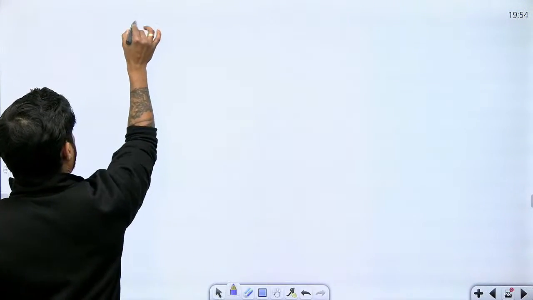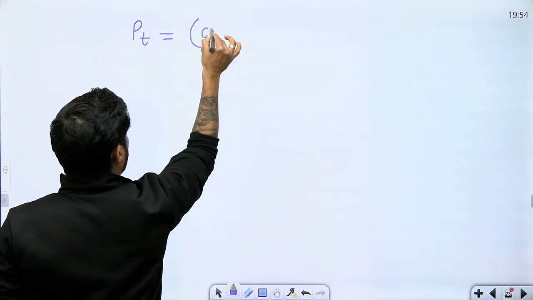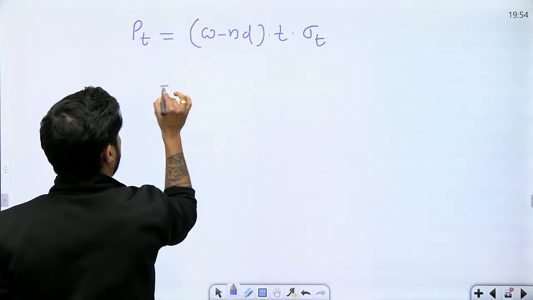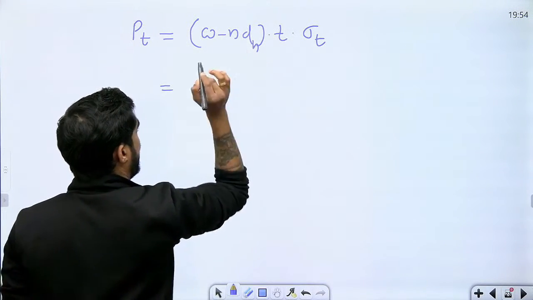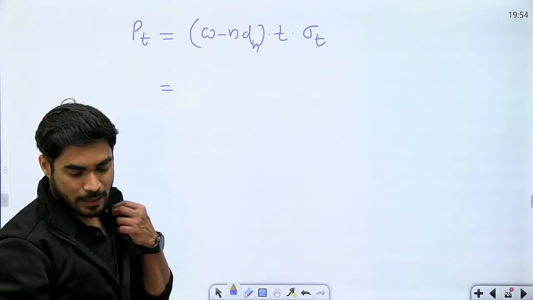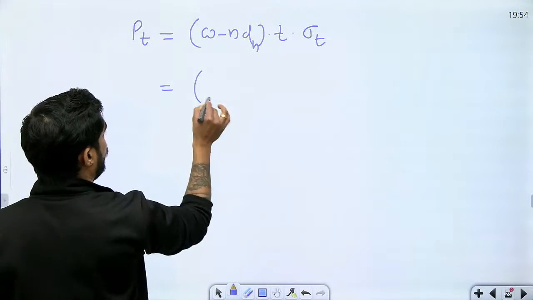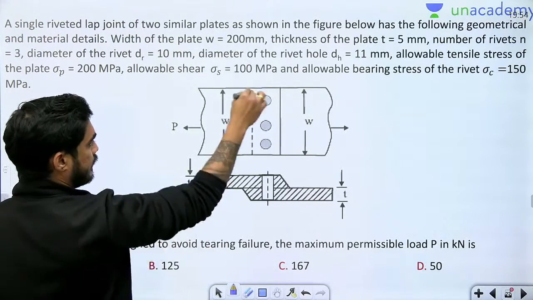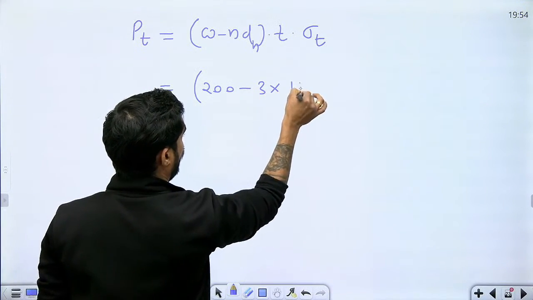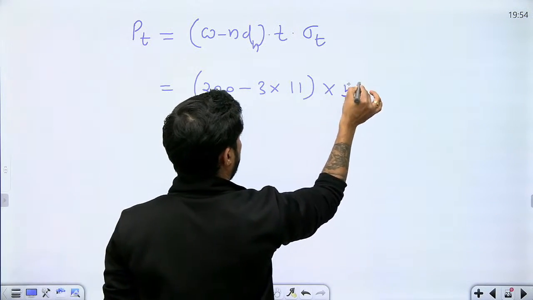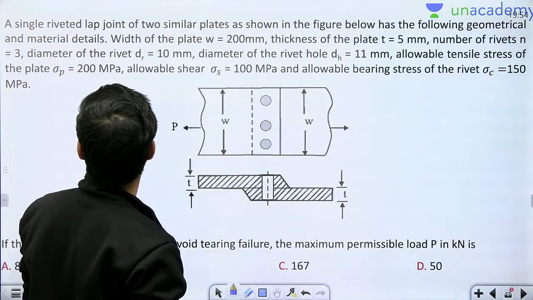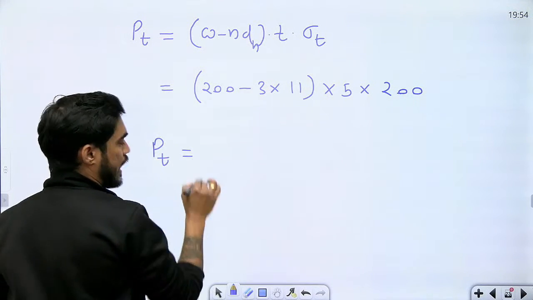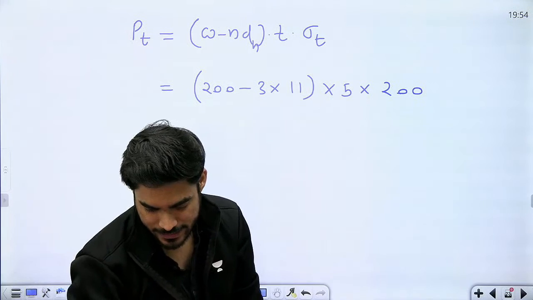PT will be equal to (W minus N D) into T into sigma T. And beta, here I will consider the diameter of the hole because I am considering the plate. So here, W is how much? Width is 200. Number of holes is 3. Diameter of hole 11. Thickness 5. And sigma T is 200. So how much is PT?